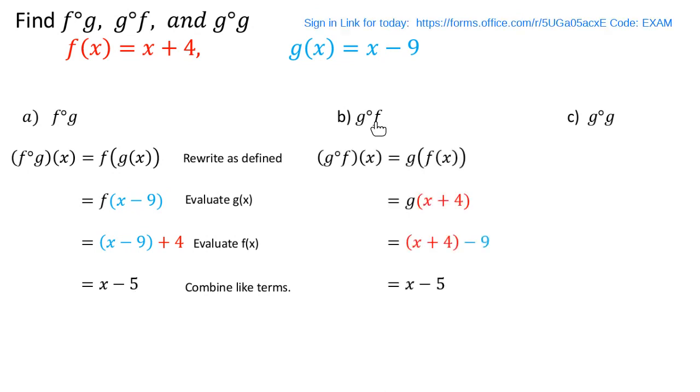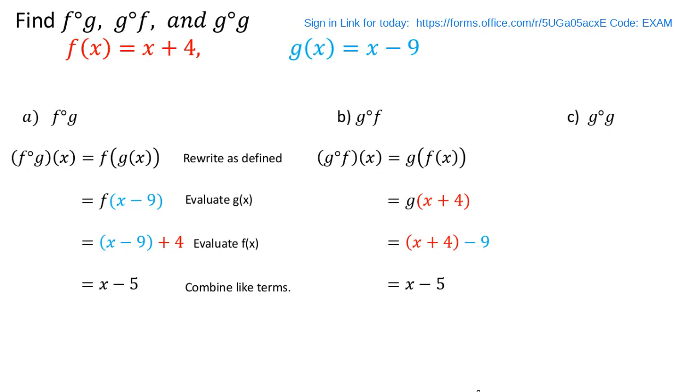Then for g composed of f, again, we rewrite it. Notice that my function f is inside, and that's because it's the second function listed here. f of x is x plus 4, so I'm going to take everything here and plug it in for my g of x. So I end up with x plus 4 minus 9, which gives me x minus 5. Now, if you notice for a and b, we got the same answer, but that is just a coincidence. That does not happen all the time.